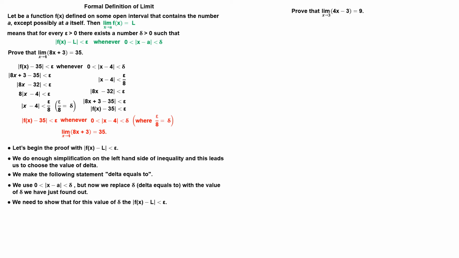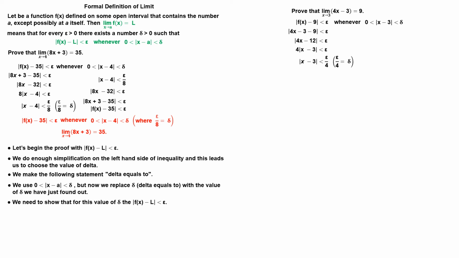Pay attention in the example. Let's begin the proof with the following statement. The distance between f of x and L is less than epsilon. We need to obtain a value for delta, so we do enough simplification on the left-hand side of the inequality. And this leads us to choose the value of delta. Delta equals epsilon over 4.